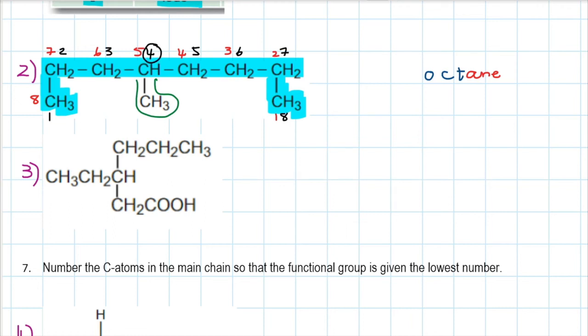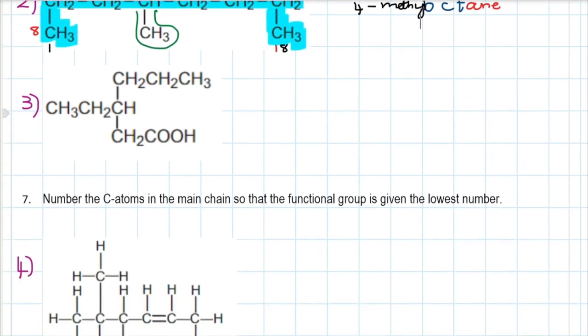We would like to name these compounds so that the substituents have the lowest number possible, and therefore we're going to use the numbering system from the left. The methyl therefore falls on carbon number 4. We call this 4. We use a hyphen to separate the numbers from the words, and it is therefore 4-methyloctane. That is the name of this compound.